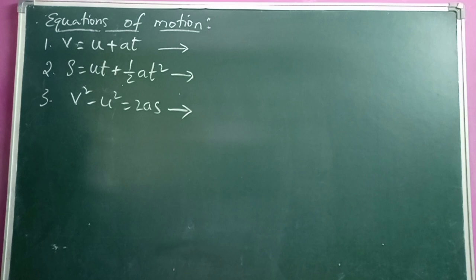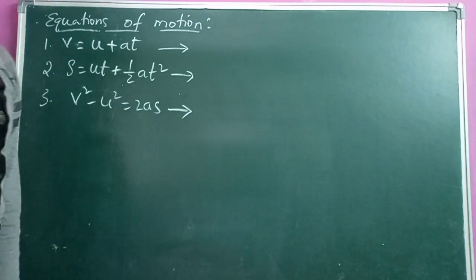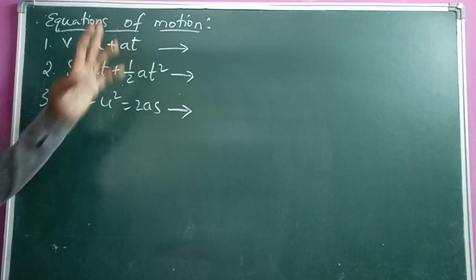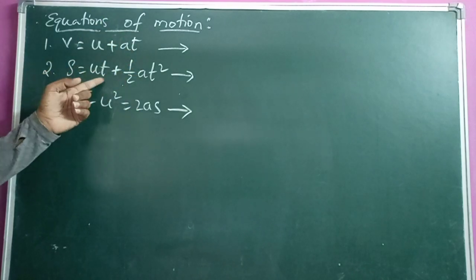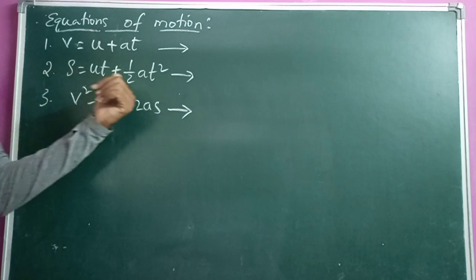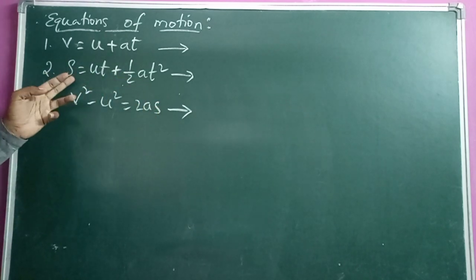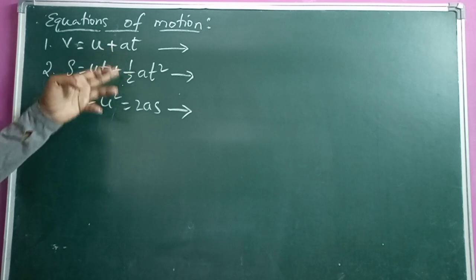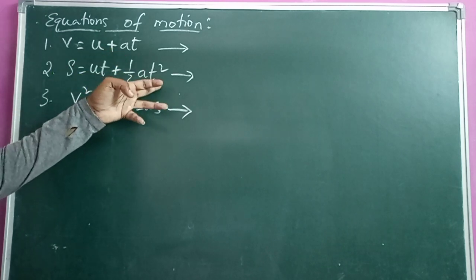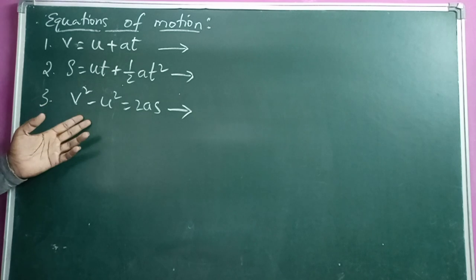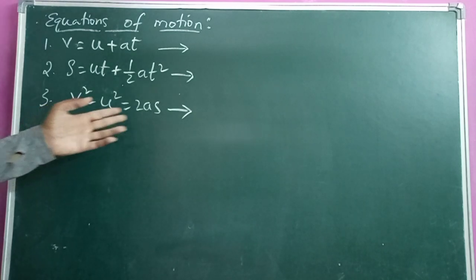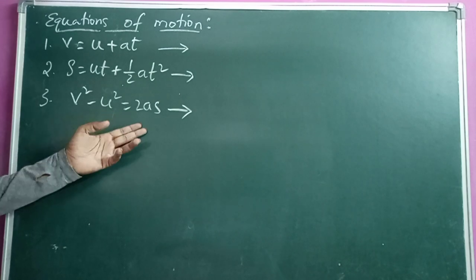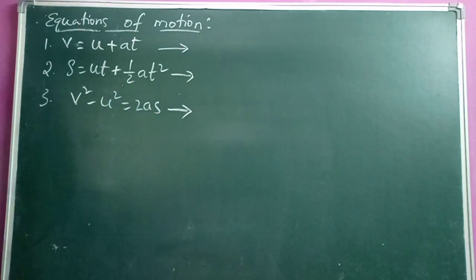First equation of motion is V is equal to U plus AT. Final velocity is equal to initial velocity plus acceleration into time. S is equal to UT plus half AT square. It is the second equation of motion, where S is displacement, equal to initial velocity into time plus half into acceleration into square of the time. Third equation is V square minus U square is equal to 2AS. So final velocity square minus initial velocity square is equal to 2 into acceleration into displacement.